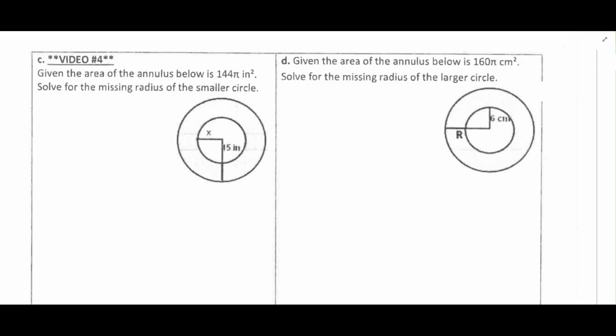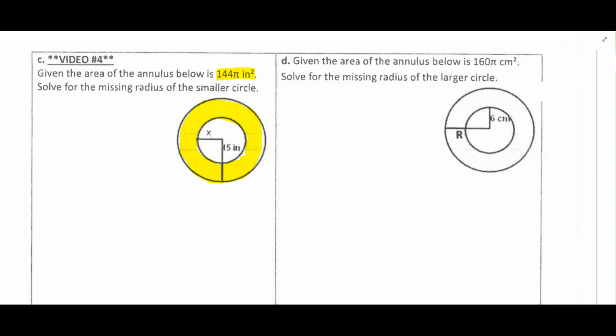In this video, we're going to look at another area of an annulus problem, except this time we're going to be kind of working backwards to find one of the radii of the circle instead of finding the area of the annulus. So here's the area of the annulus that I'll highlight again. And we can see here that given the area of the annulus is 144 pi inches squared, solve for the missing radius of the smaller circle.